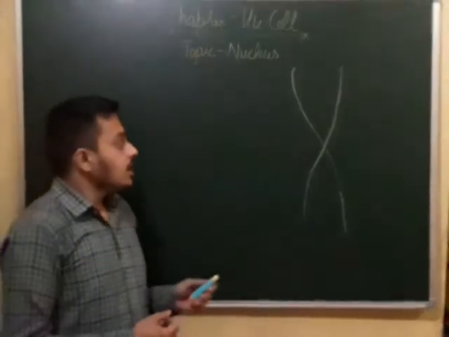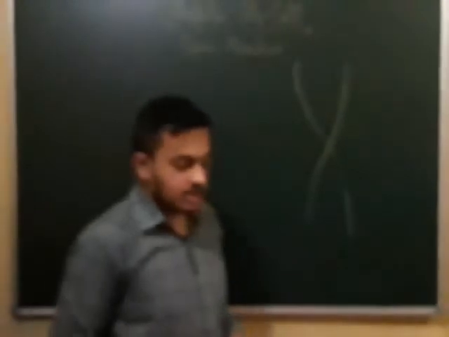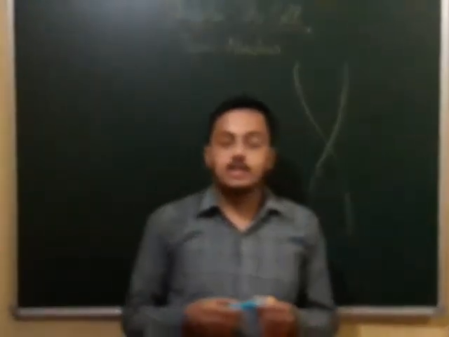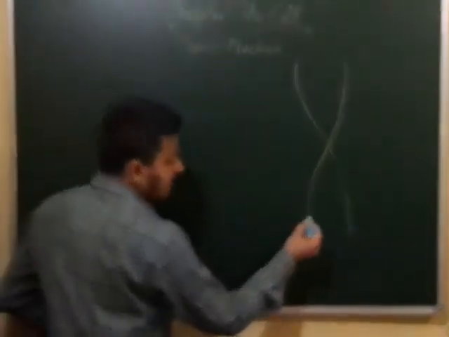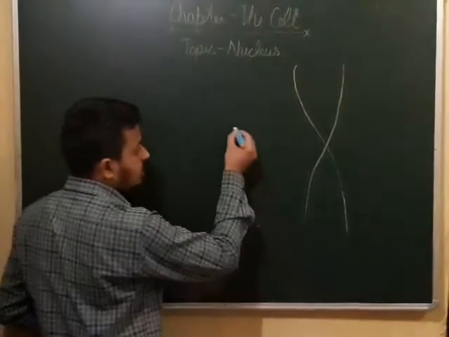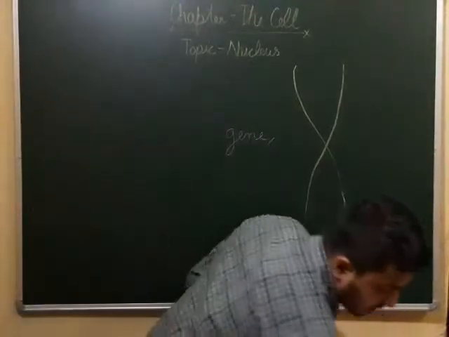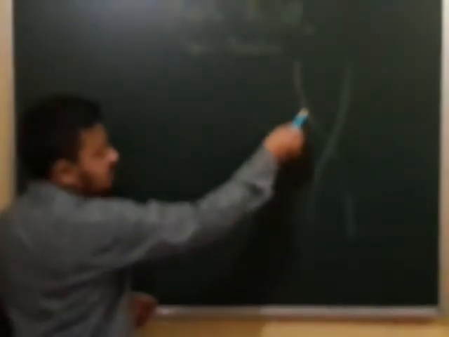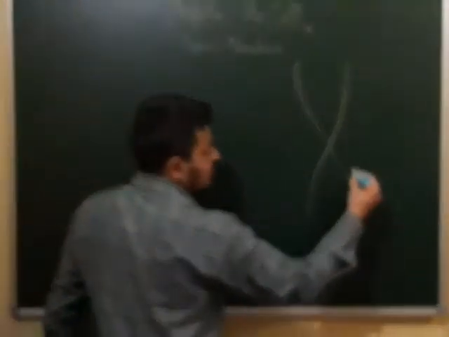Okay, these have two main branches. These two branches hold the information which is going to be transferred to the next generation in the form of genes. Okay, there you can see the two threads. Each thread is called a chromatid.